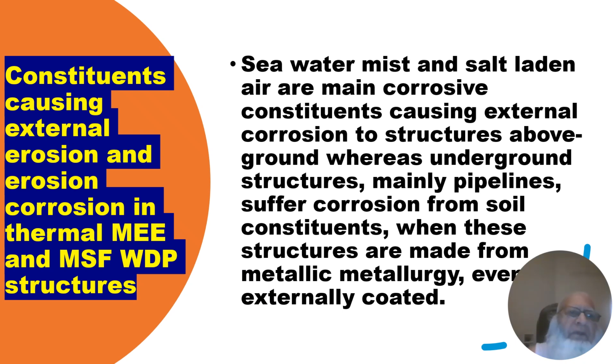Constituents causing external erosion and erosion corrosion in thermal MEE and MSF WDP structures. Seawater mist and salt-laden air are main corrosive constituents causing external corrosion to structures above ground, whereas underground structures, mainly pipelines, suffer corrosion from soil constituents when these structures are made from metallic metallurgy, even if externally coated.